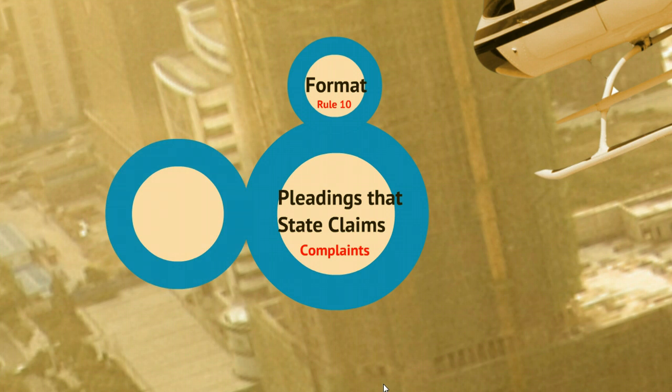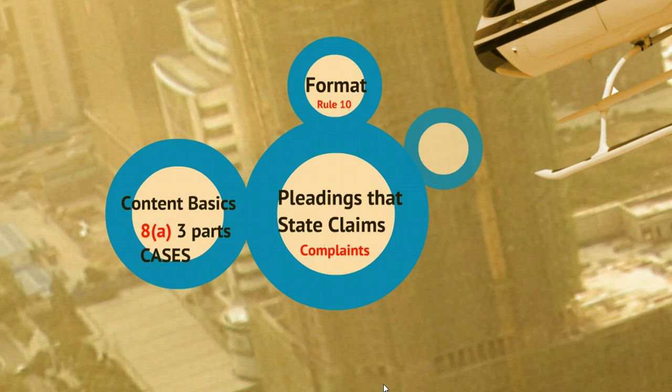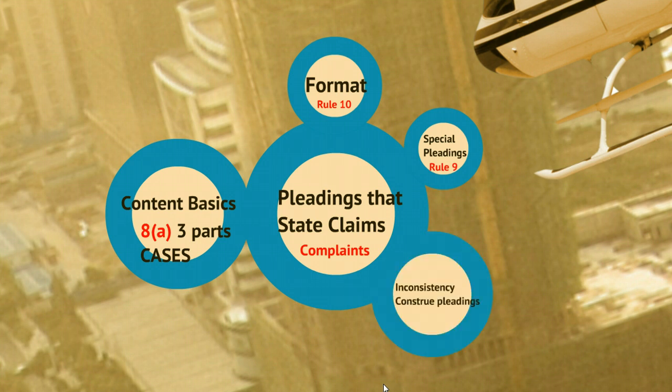Another bubble, and because it has a lot of rules with it, I might put as the content basics the 3 parts of 8A, and then the cases that I want to integrate to talk about 8A. I might have as a separate bubble just to consider if there's any kind of special pleading I need to give or any kind of specifics I need to allege under Rule 9, and another related concept, inconsistencies. Am I allowed to do that, and how do I construe the pleadings? Those things are listed by 8.